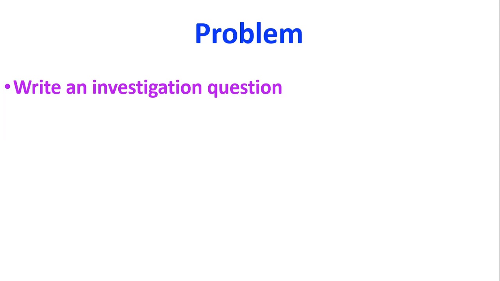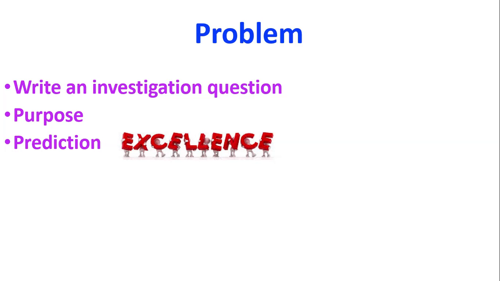We're looking at how to write a problem for this inference data set. So the first thing we've got to do is write an investigation question. We then have to come up with a purpose of why we would want to know about this information. We need to come up with a prediction, and this is our excellence level part.